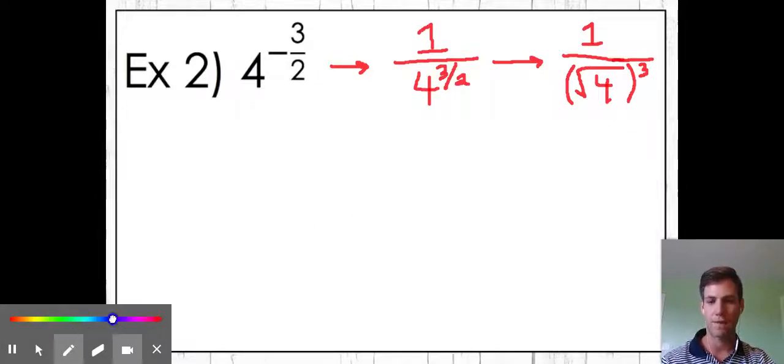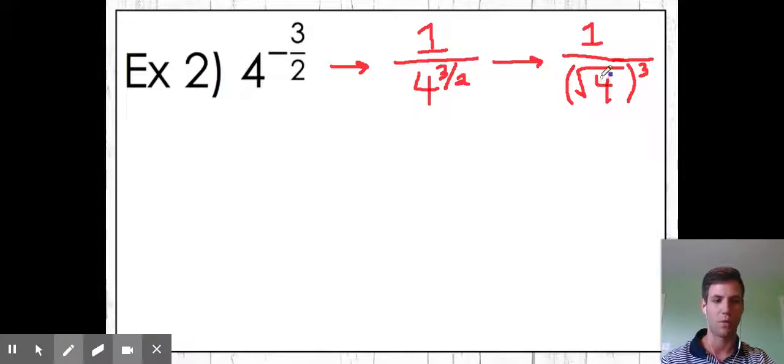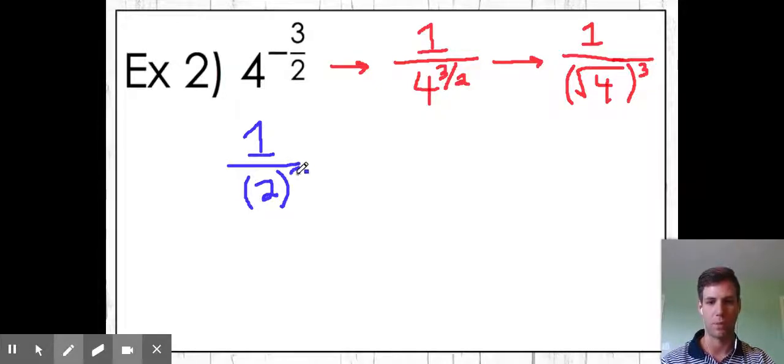So now, if I'm going to continue, I know the square root of 4, this part in the center, is equal to 2. So if I write that out, now I have 1 over 2 to the power of 3. That 2 replaced the square root of 4 because they're equal. So now from there, I can write 1 over 2 cubed as 1 over 8, which is the final answer of this problem.